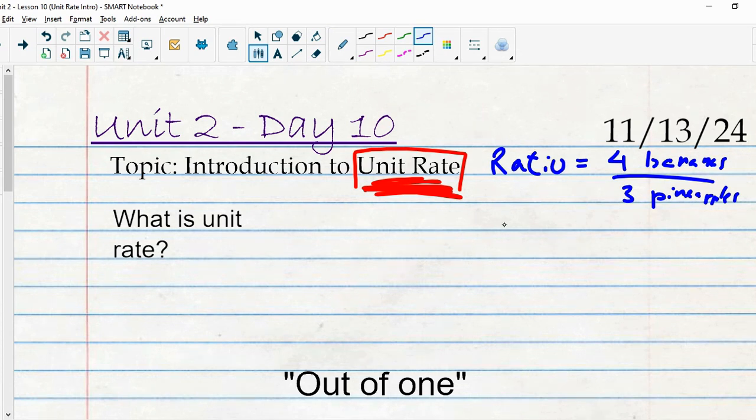Now, what's a proportion then? A proportion is when you have two equivalent ratios. So let's stay with the banana to pineapple example. Let's say if you have 4 bananas for every 3 pineapples, how many pineapples would you have for 8 bananas? A unit rate is this.